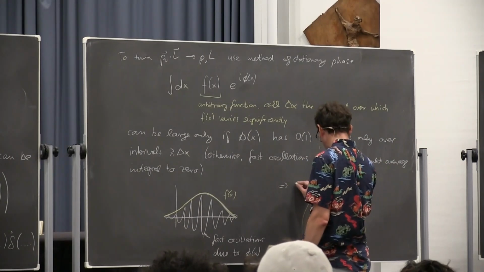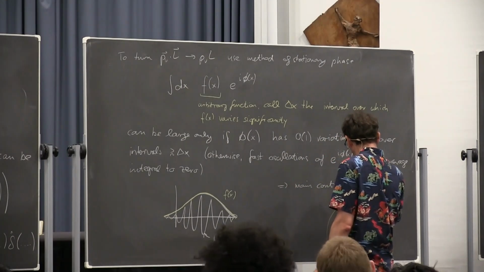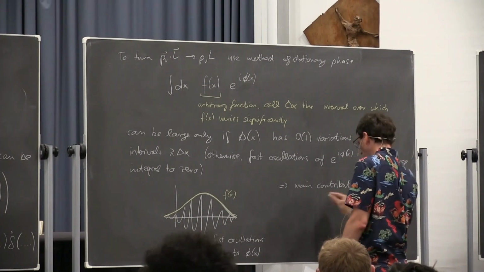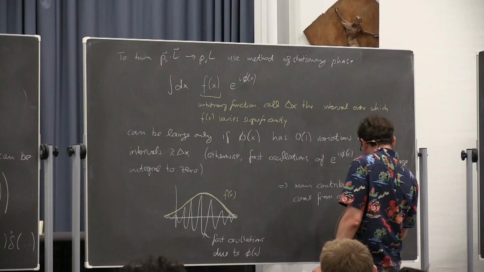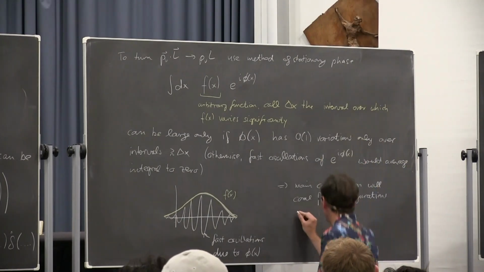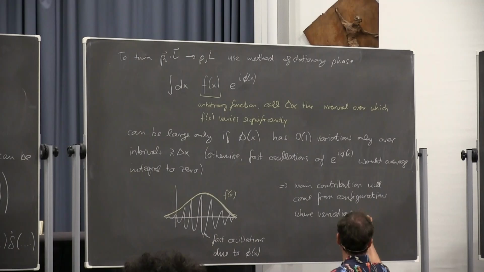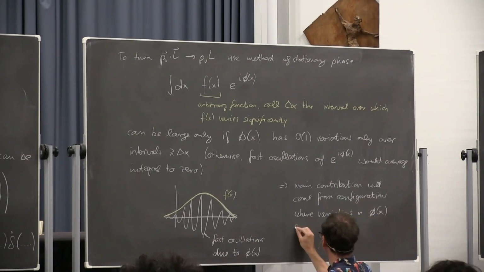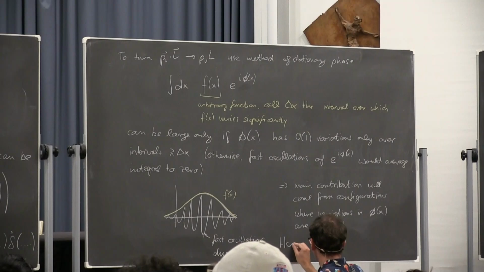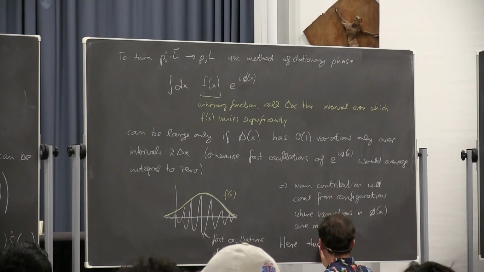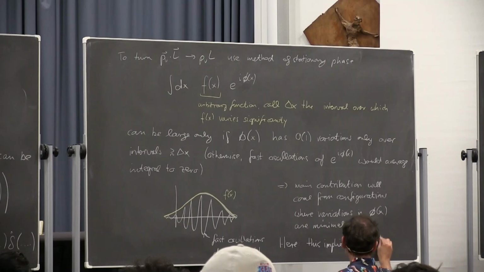So this means the main contribution will come from configurations where variations in phi are minimized. And for us, this implies that we can demand that p nu is parallel to L.